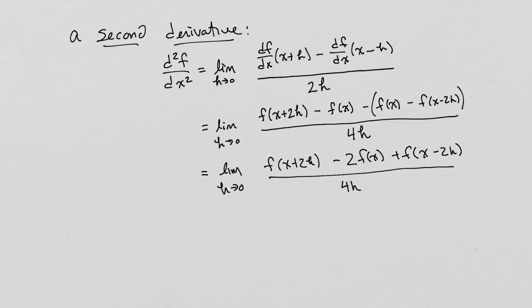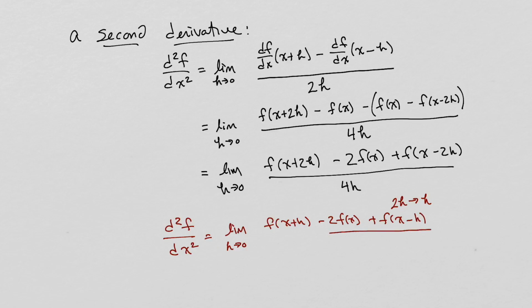It's actually a little bit better, rather than looking at plus 2h and minus 2h and 4h, to go to the place where 2h goes to just h. And then I'm left with a much better definition of the second derivative. d²f/dx² is the limit as h goes to 0 of f of x plus h minus 2f of x plus f of x minus h, divided by h squared. I can't believe I forgot my squareds here.